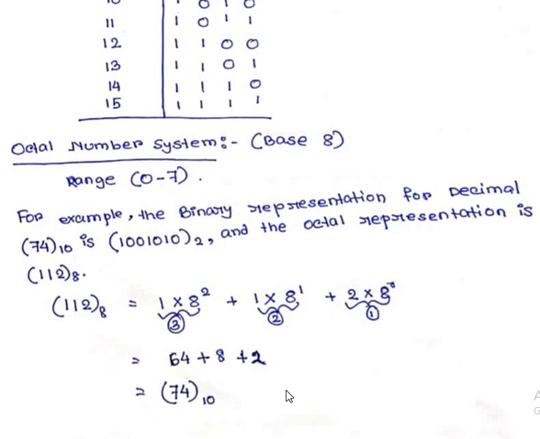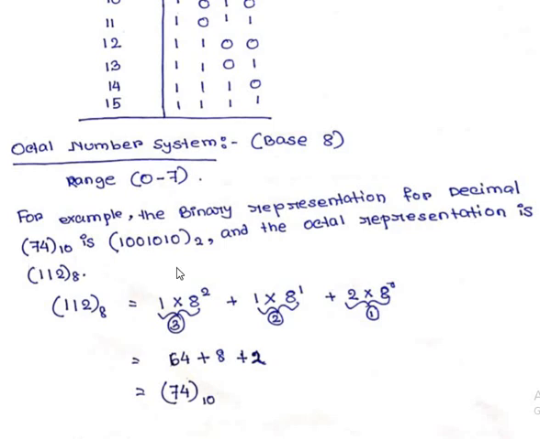Now how will I represent an octal number? Say I have been given an octal number. How can I convert that octal number to its equivalent decimal number? Okay, before that, let me tell you one thing. How will I understand which number system the number is given in? Here I can see 74 base 10. So just by looking at the number, I will understand the number is given in the decimal number system.